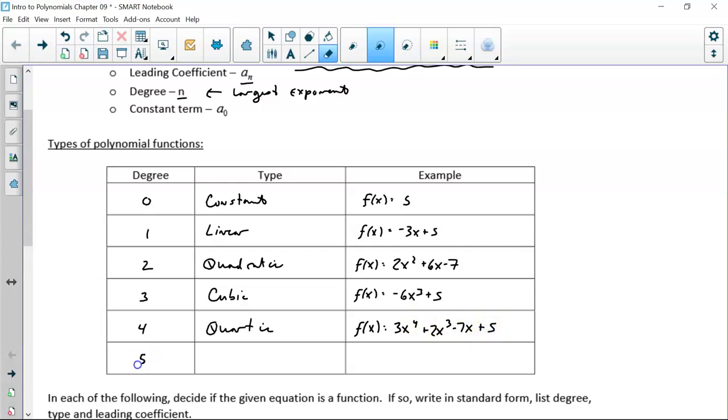And then for degree of 5, we call that pentic. Think about the pentagon with 5 sides. f of x equals 5x to the 5th plus 6x. Now, all of these polynomials I gave you are in standard form. They go from the largest exponent to the smallest exponent, to the constant, if that exists.